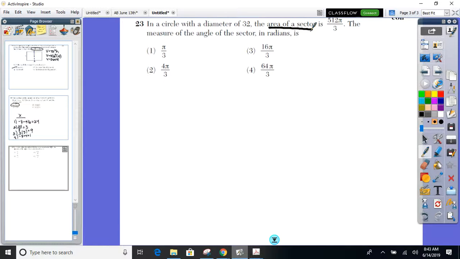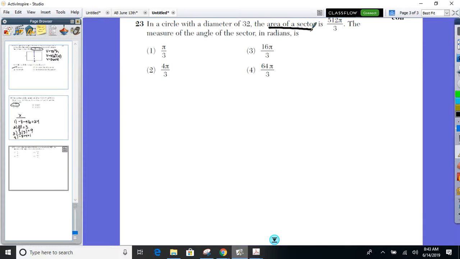Area of a sector. We're going to know the formula in a week or not. Area equals measure over 360 times pi r squared.